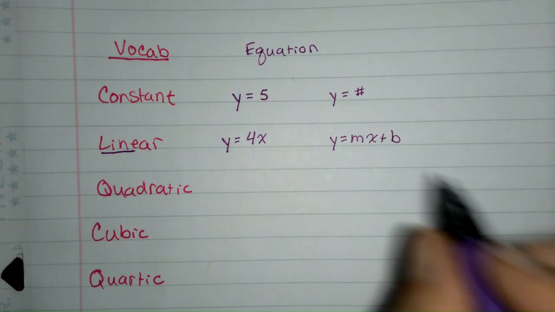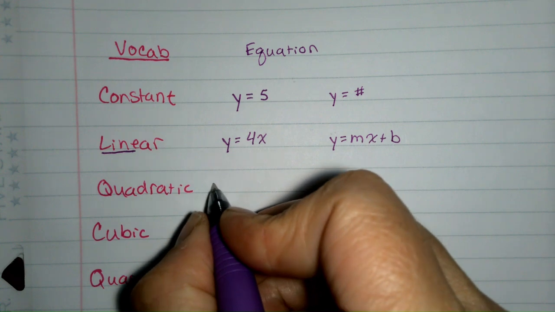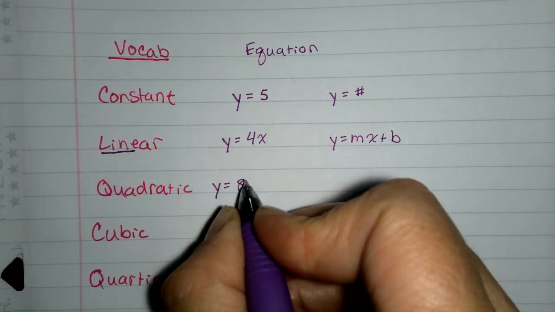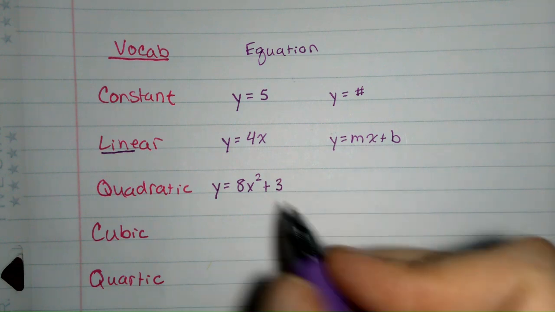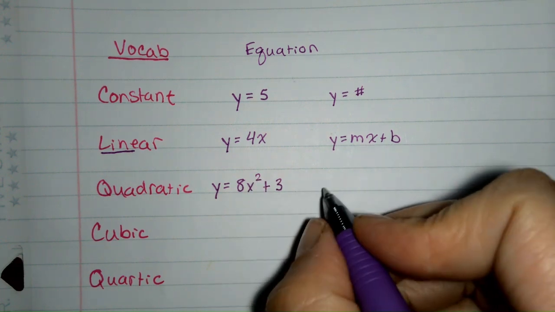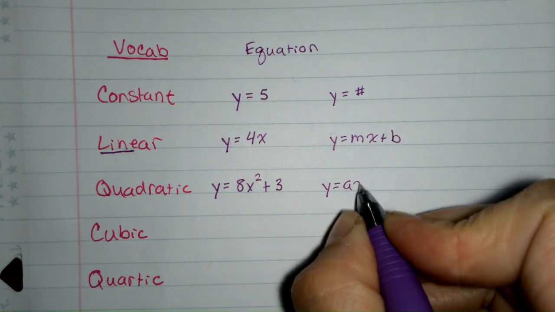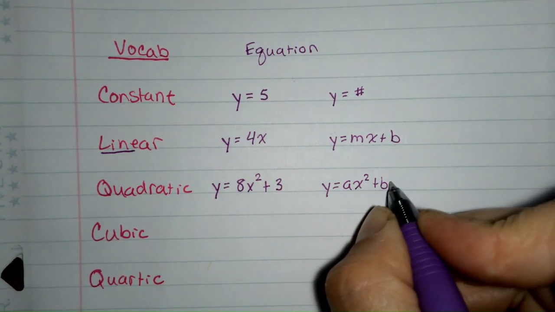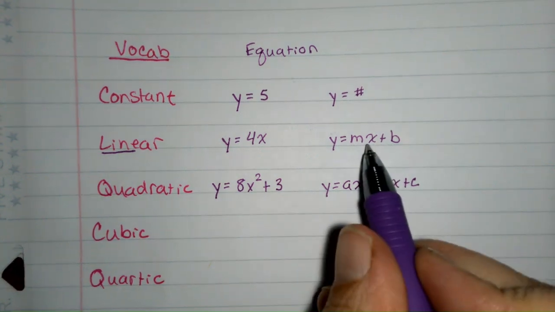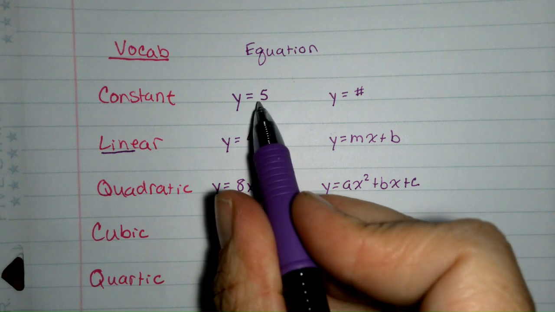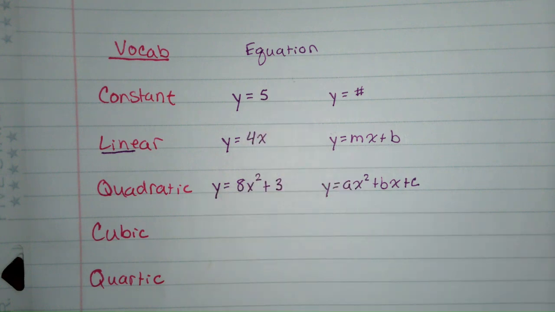Quadratic, we might see y equals 8x squared plus 3. The big deal here is that squared, so we might see something like ax squared plus bx plus c. But again, that x squared term must be there, just like the x must be here. Without the x, it's just a number, right?